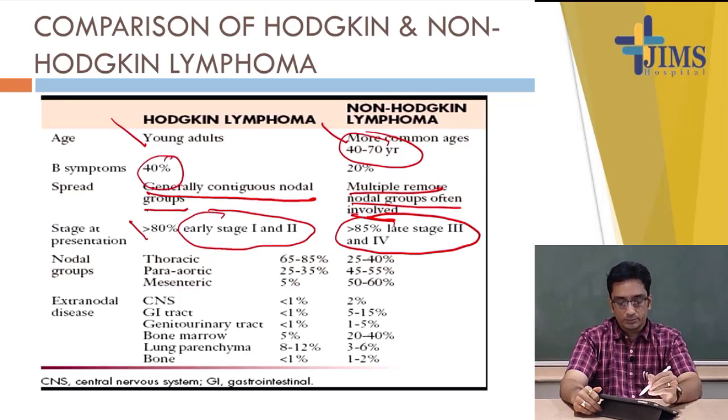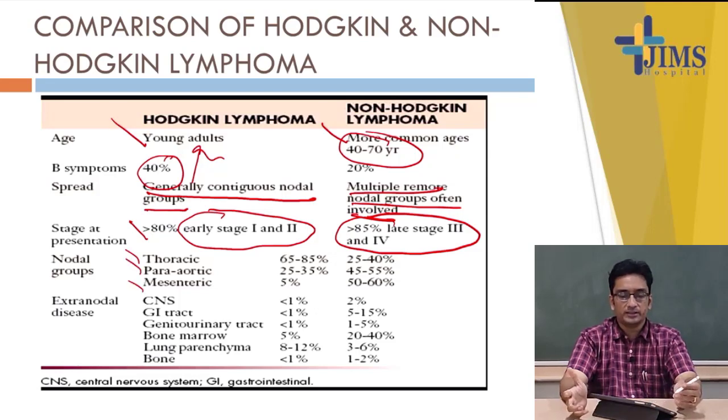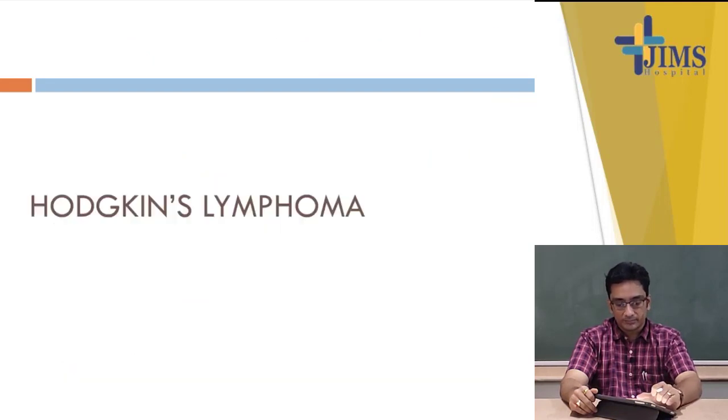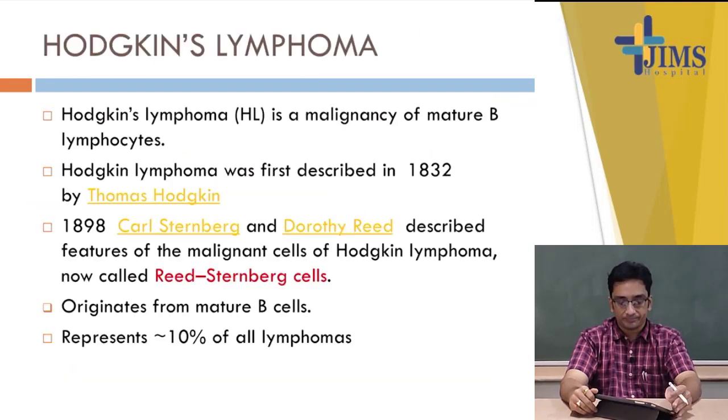B symptoms are more common in Hodgkin's, and these are the nodal groups of thoracic, para-aortic and mesenteric. And these are the extranodal diseases which might involve other organs like CNS, GI tract, GU tract, bone marrow, lung parenchyma and bone. Coming to Hodgkin's lymphoma.